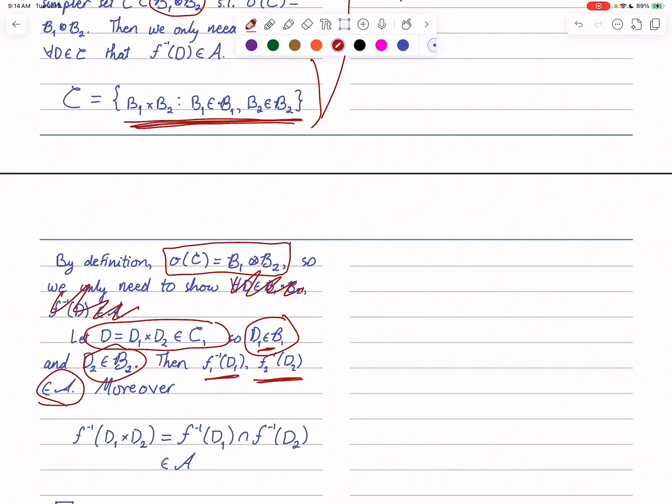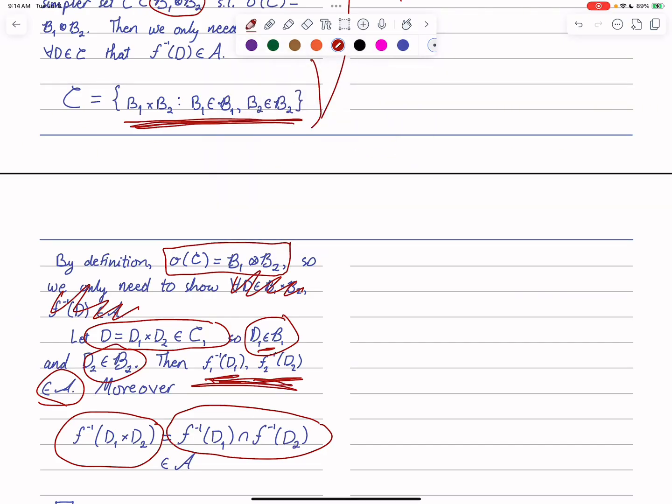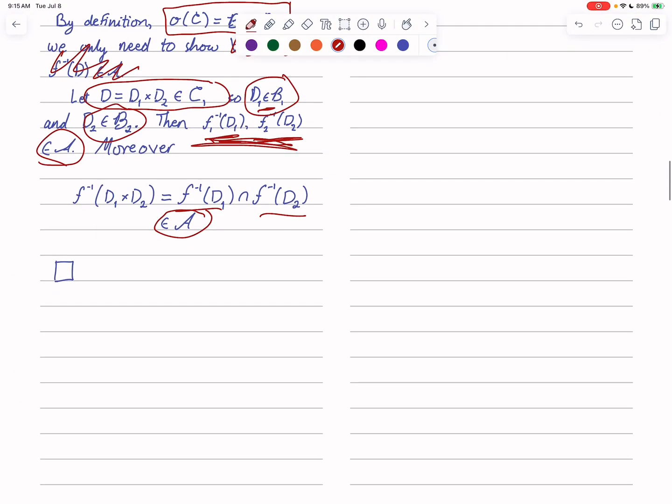And so if each of these is measurable, somehow we need to relate this to the pre-image of D1 cross D2. Well, with a bit of basic set theory, you should be able to prove that the pre-image of the product is the intersection of the two pre-images. Now, we have that each one of these is measurable, and we have that any sigma field is closed under intersections, and so therefore their intersection is measurable, and that completes the proof.